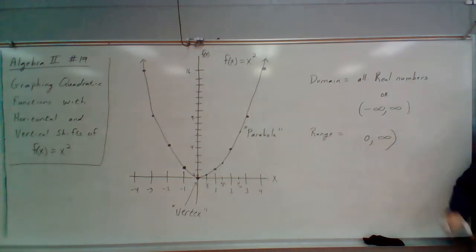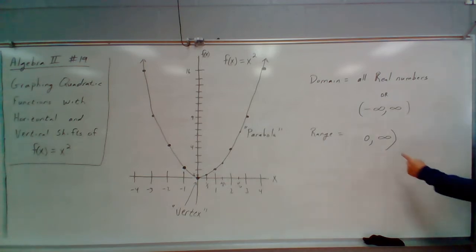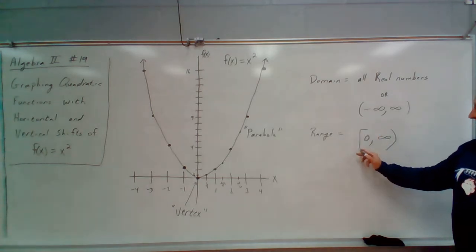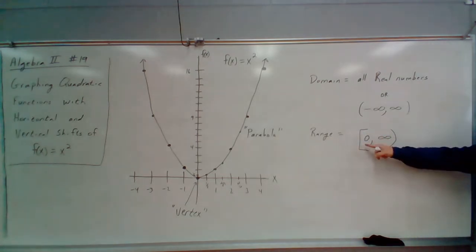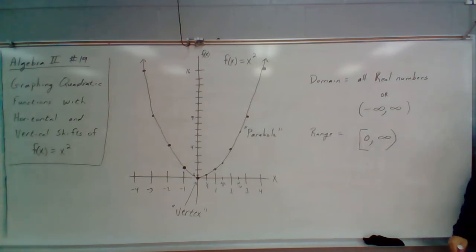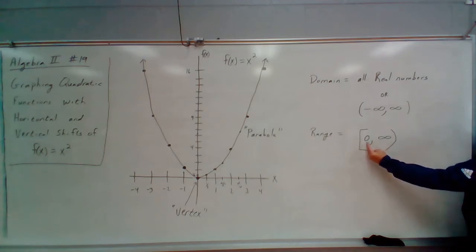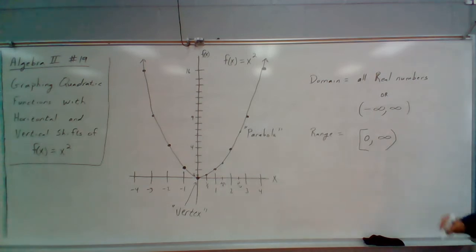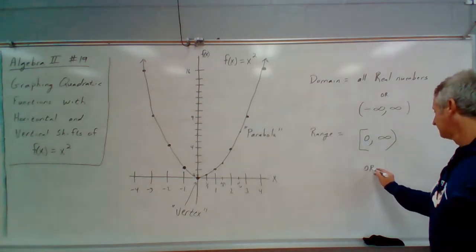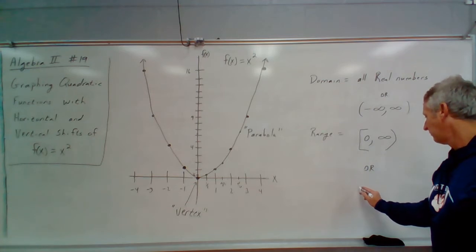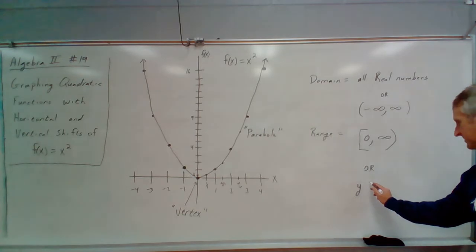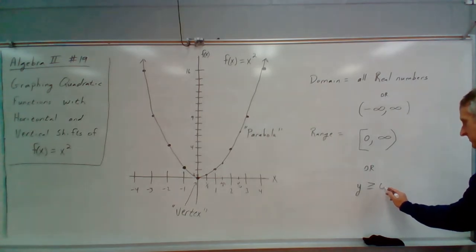Infinities will always get an open parenthesis. 0 is included in our set, so we're going to use a square bracket for that. So the square bracket means the 0 is included. Infinities always get an open parenthesis. So the range is the set of all real numbers from 0 to infinity, including the 0. Another way of writing this is to say, since it's the y-axis, y is greater than or equal to 0.